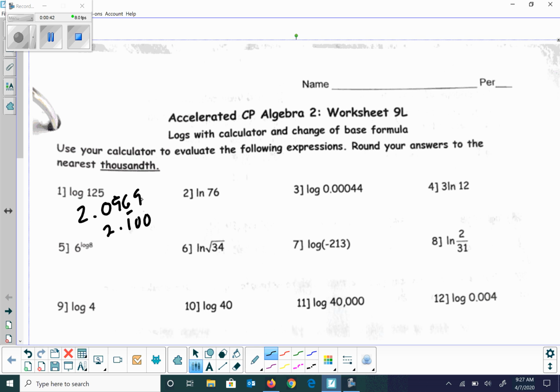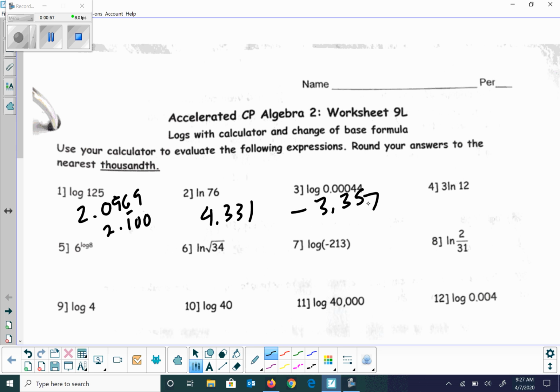So natural log of 76 is 4.331. Log of 0.12344 is negative 3.357. And then 3 natural log 12, you can just go 3 times ln 12.